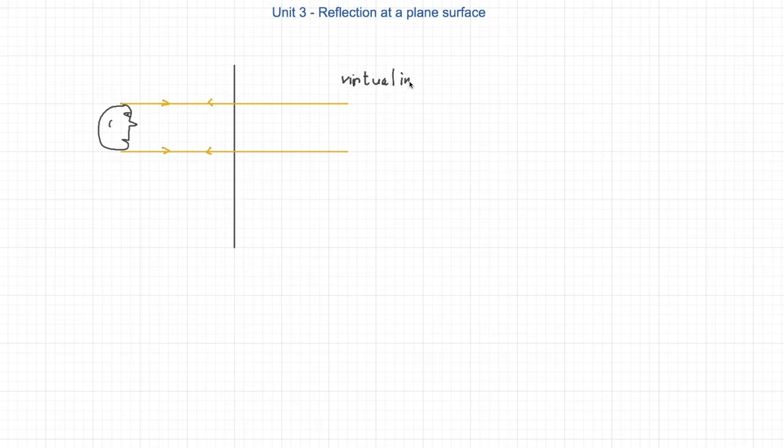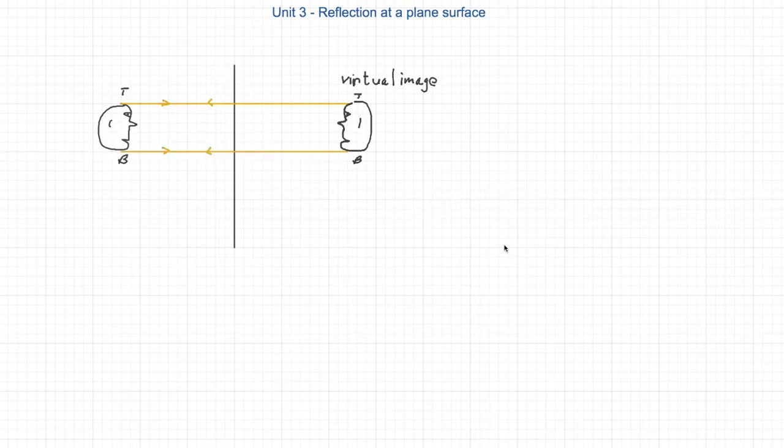And the same happens with the bottom of your face. The ray extends to the mirror, bounces back, and the bottom of your face corresponds to the bottom of the image's face.